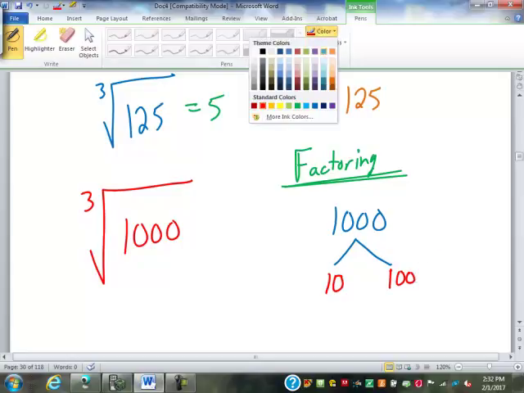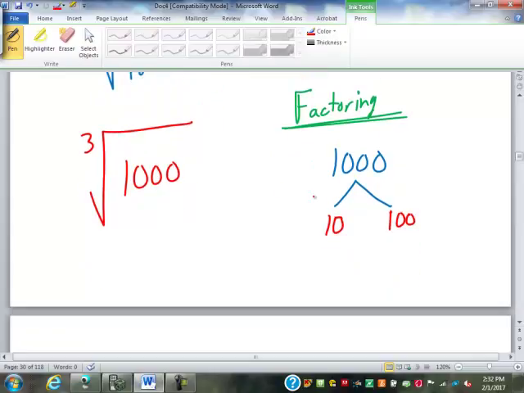Now, both of those can still be factored. They can still be split into smaller numbers. What is a number that divides into 10? 5. And if I divide 10 by 5, I'm left with? 2. Now, both of those are what we call prime numbers. They can't be split up any further. What's a number that divides into 100? 50. 50, okay. If we divide 100 by 50, what's left over? 2, right? 2 is prime, so we're done with the 2.